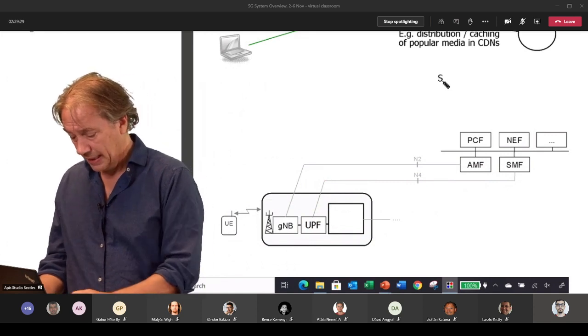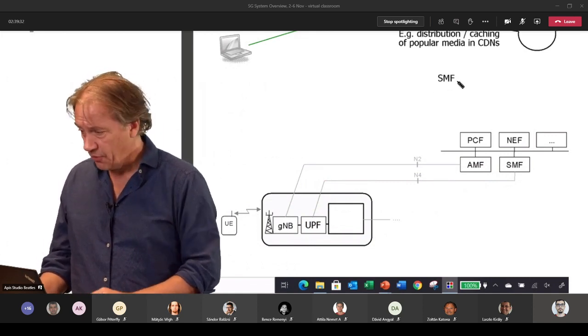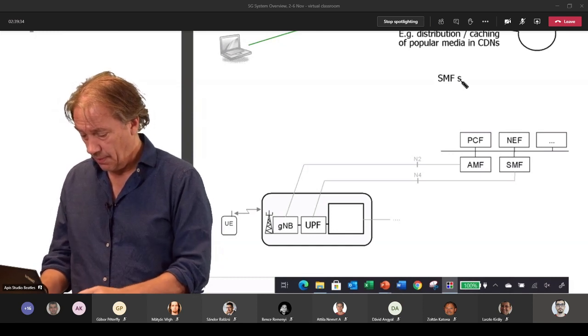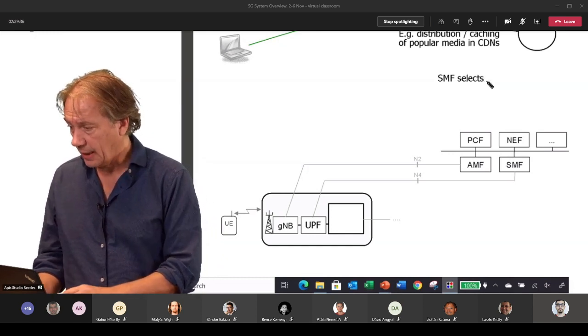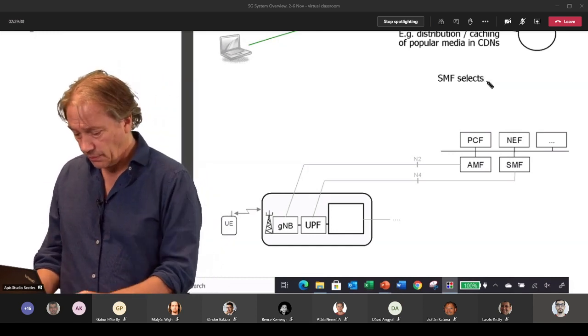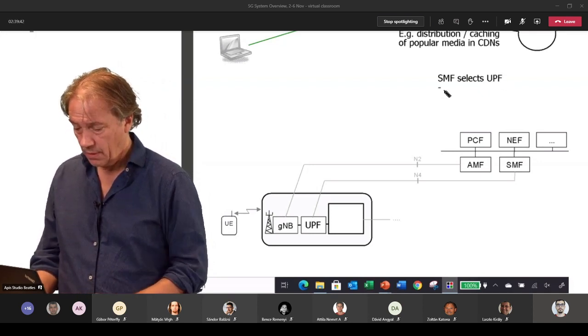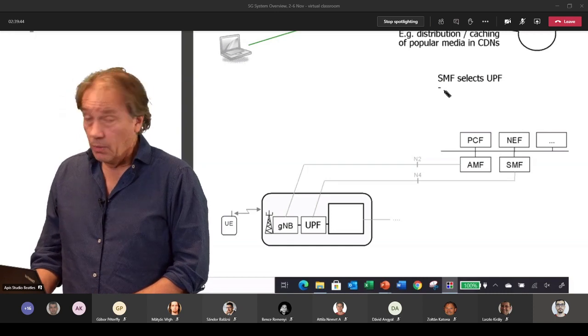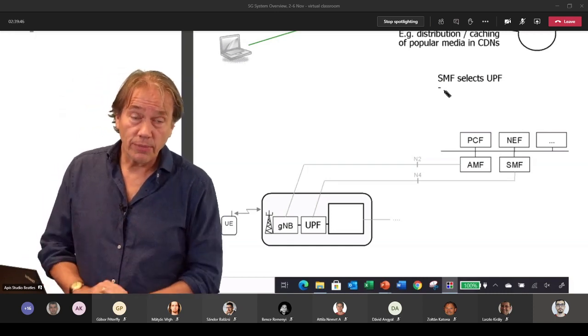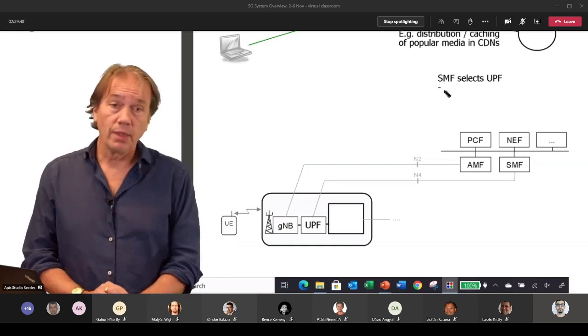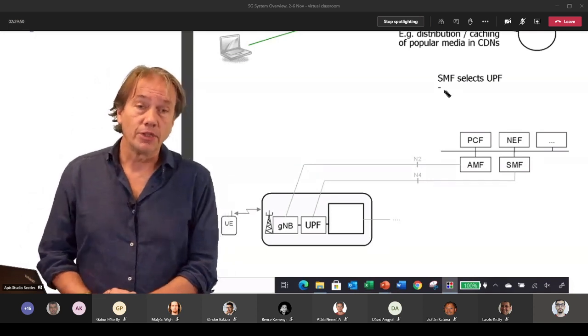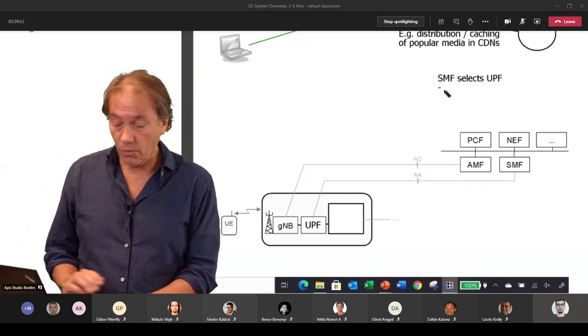So the SMF selects a UPF, which is close to the user equipment. And once again, there is no exact definition of what close means.